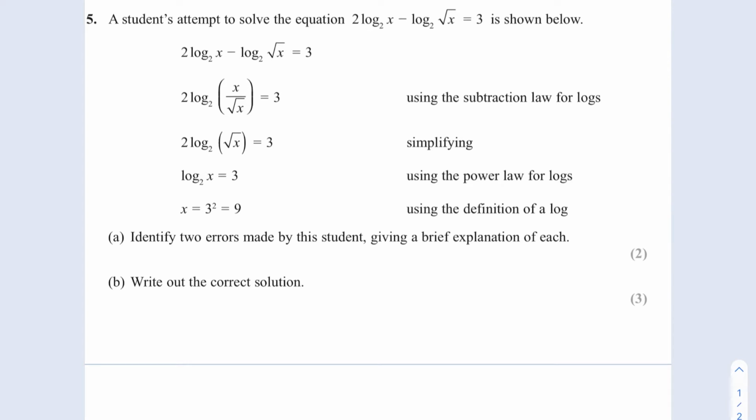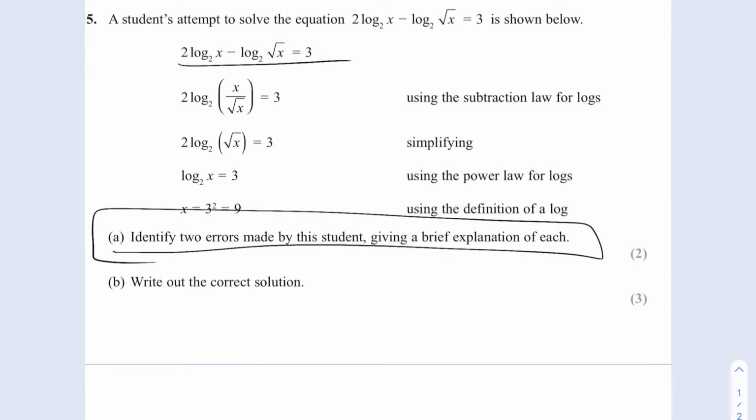So what we have is a student's attempt to solve the equation 2 log base 2 of x minus log base 2 of root x equals 3, as shown below. So they write 2 log x minus log root x equals 3. That's just another statement of the problem. And in the next step, they write 2 log base 2 of x over root x is equal to 3. The point of this question is to identify 2 errors made by the student, give a brief explanation of each, and then write out the correct solution afterwards.